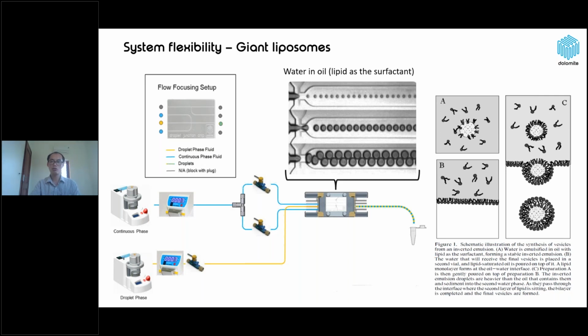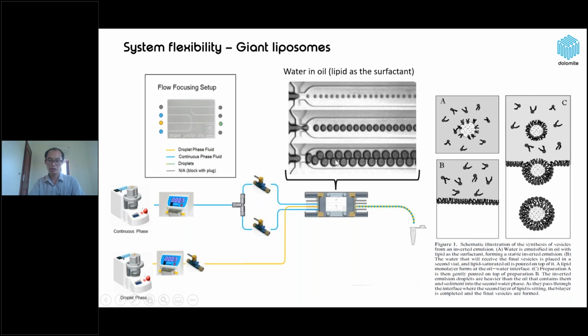Here is one example showing the system flexibility in liposome generation, where we can make giant liposomes, not only nanoparticles or nano liposomes. In this case we do 2 processes. Our microfluidic system stays at step 1 of the process. In step 1 we generate water-in-oil droplets, with the lipid used as a surfactant.